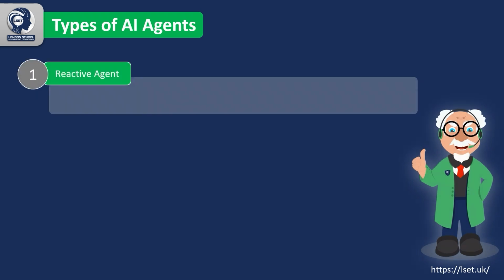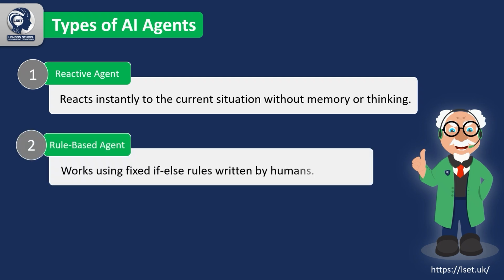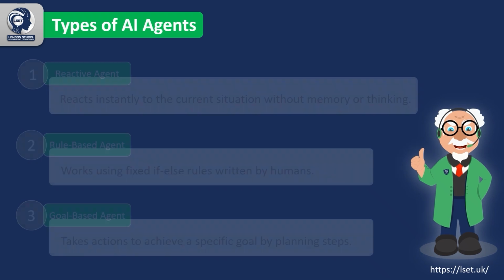A reactive agent responds instantly to the current situation. It does not use memory and does not think ahead. A rule-based agent works using fixed if-else rules that are written by humans. It follows instructions exactly as they are defined. A goal-based agent takes actions to achieve a specific goal by planning steps in advance. These agents differ in how much they can think, plan, and decide.